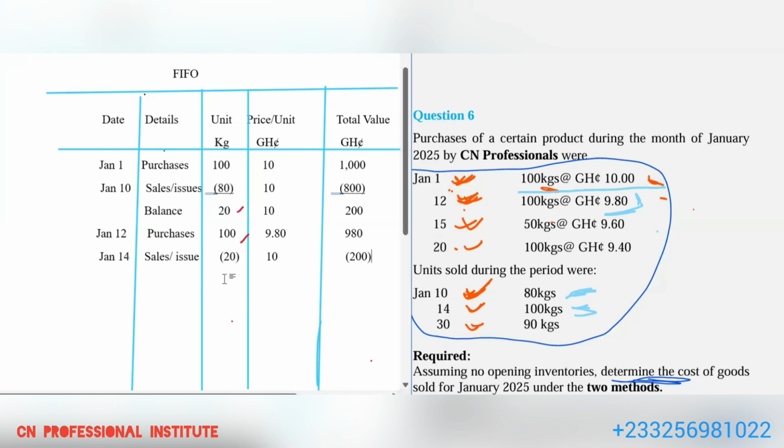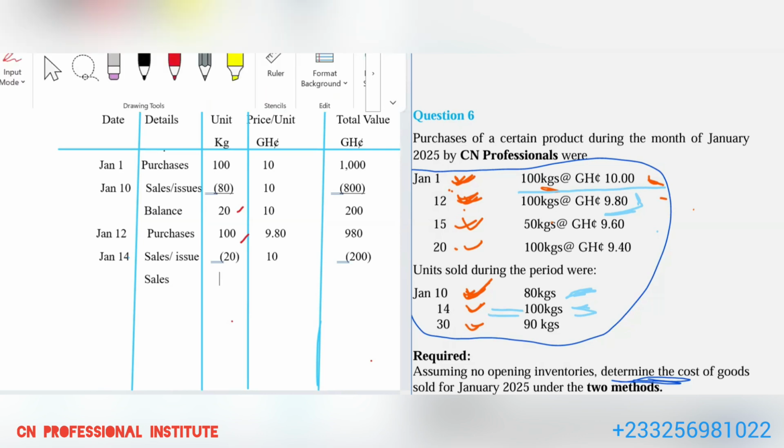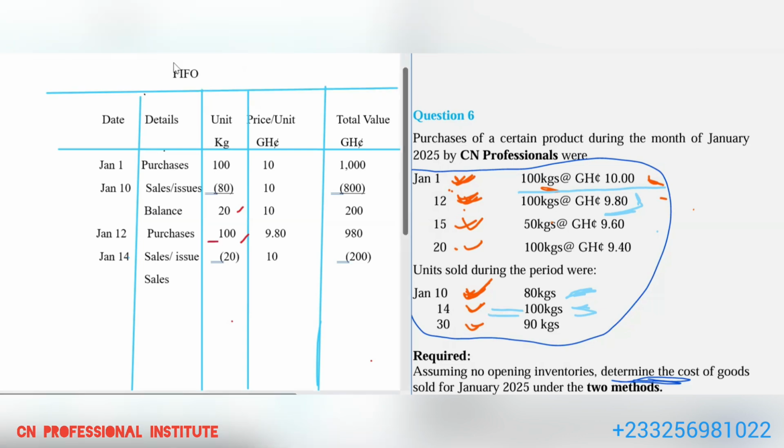Then we said on January 14 we are selling how many units? 100 units. So we've sold the 20 units at 10 cedis first. So we have 80 more to sell. That 80 more to sell, we'll come and sell from the 100 units, this one. We sold this 20, then we are left with 80 to sell. We'll come and sell that 80 from what?